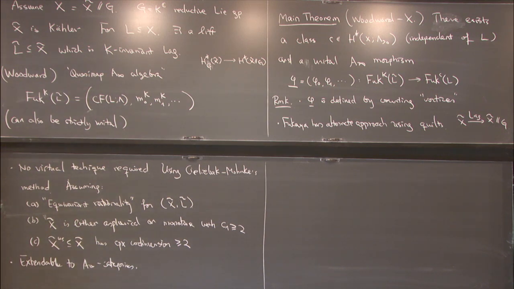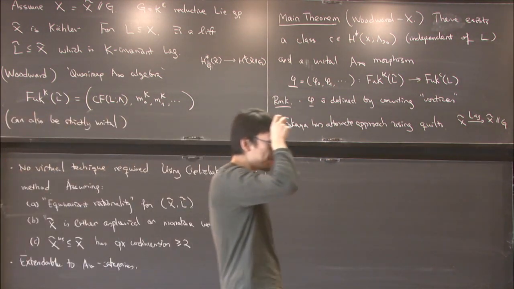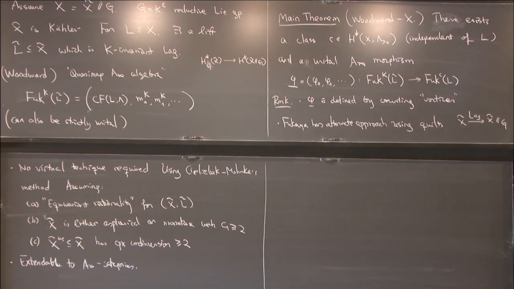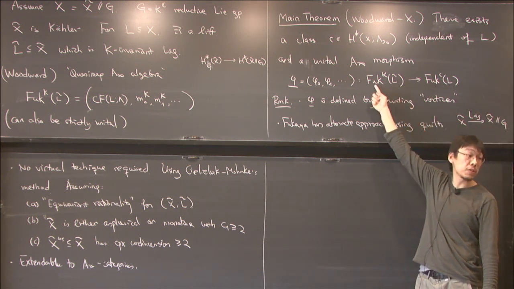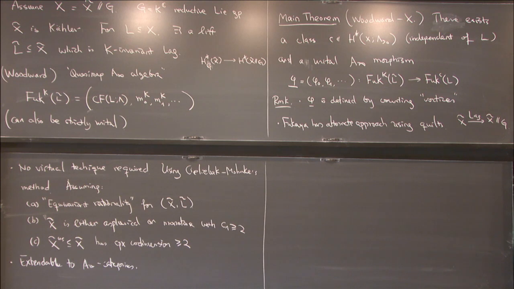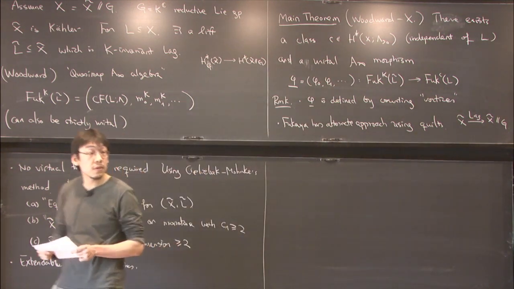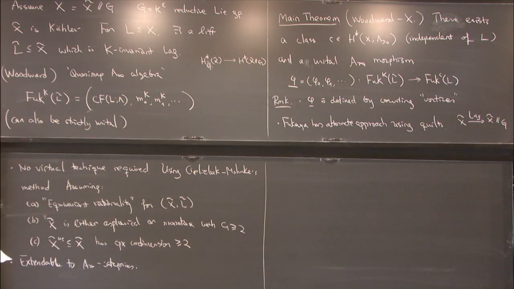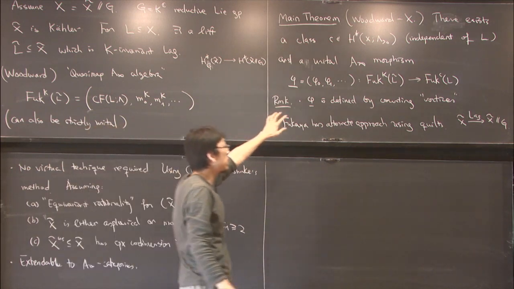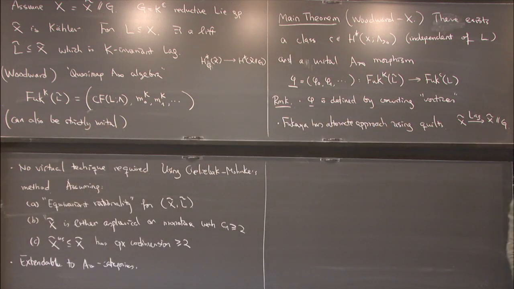Is there a matching between the domain bounded form and the target bounded form? You mean this one is also using some bounded deformation? Yes, that's something you can do. If I have time, I will say a little bit on that. Is CF of L still the same? Yes, it's still the same. Both these two A infinity algebras are defined over the same chain group.